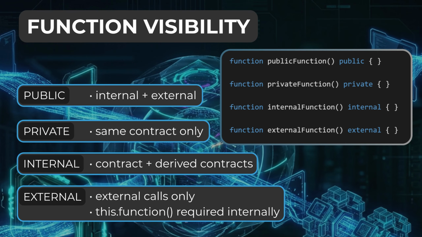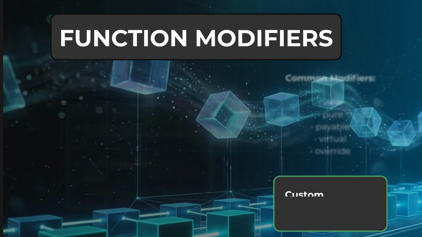Visibility controls who can call a function. Public functions can be called both internally and externally. Private functions can only be called inside the same contract. Internal functions can be called inside the same contract and in derived contracts. External functions are designed to be called from outside the contract. They cannot be called directly from inside the same contract without using this. Calling this.externalFunction creates an external call, which is usually more expensive than an internal call.